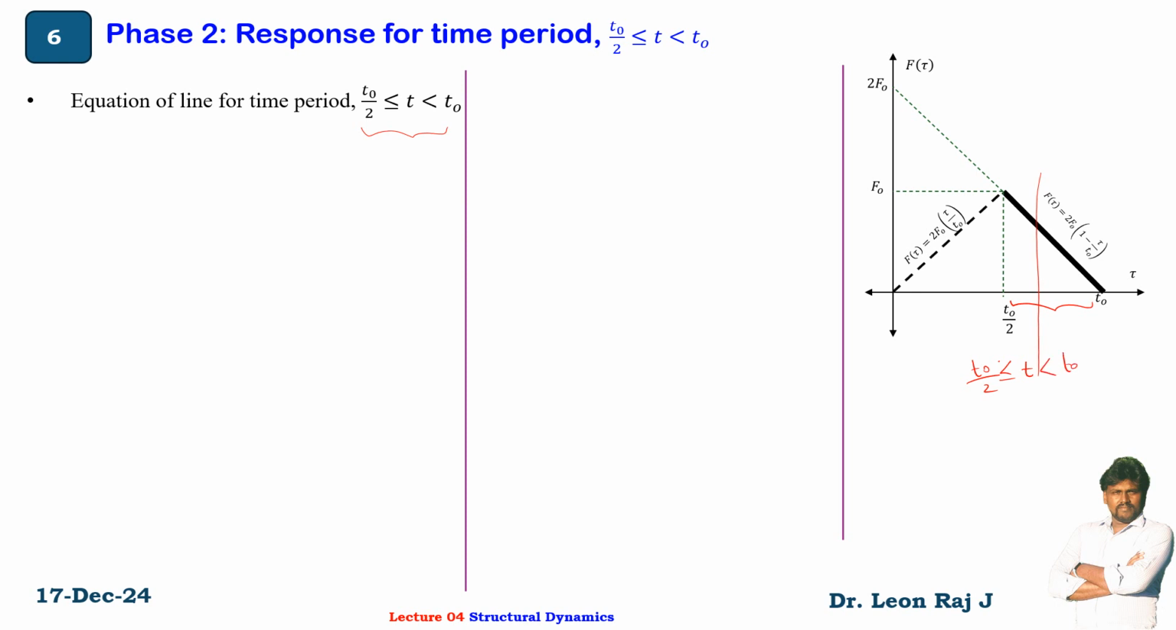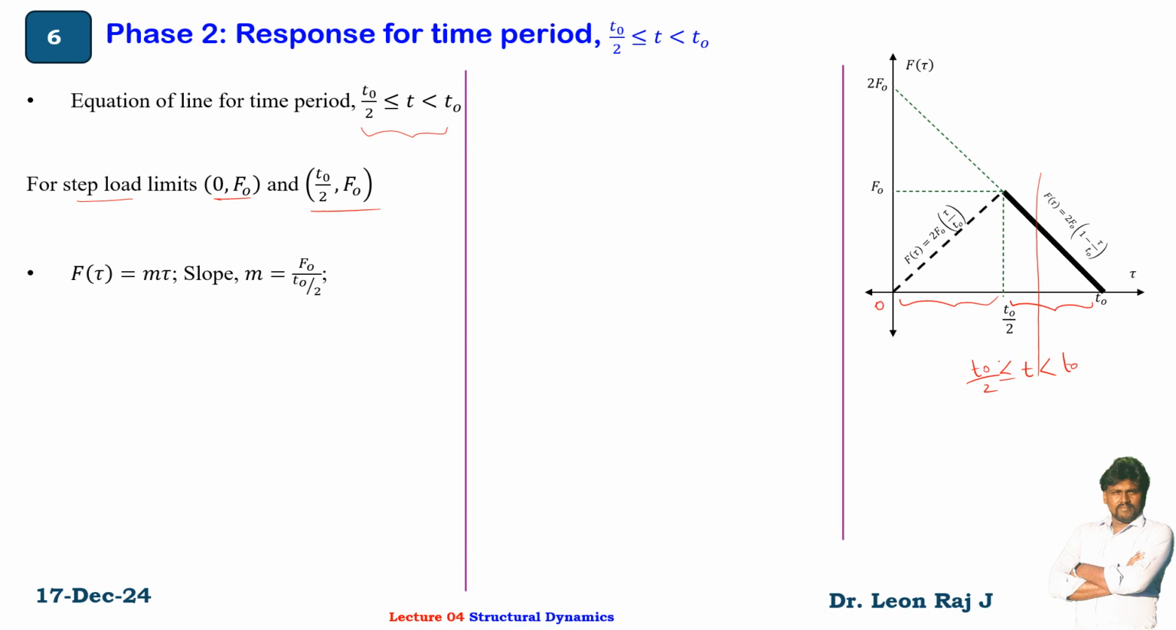So this is your response. For this line only, you have to find the response. So for step loads up to 0 to f0 and t0 by 2 to f0, 0 to f0 also you have to find the response. What is the response? So for that, the step loads 0 to f0. So this is your 0, 0 to f0, and the horizontal line is t0 by 2 to f0.